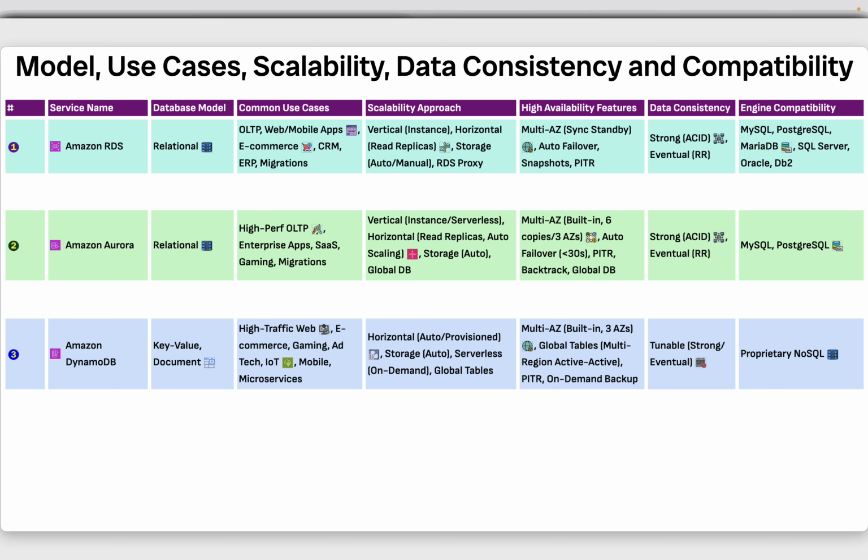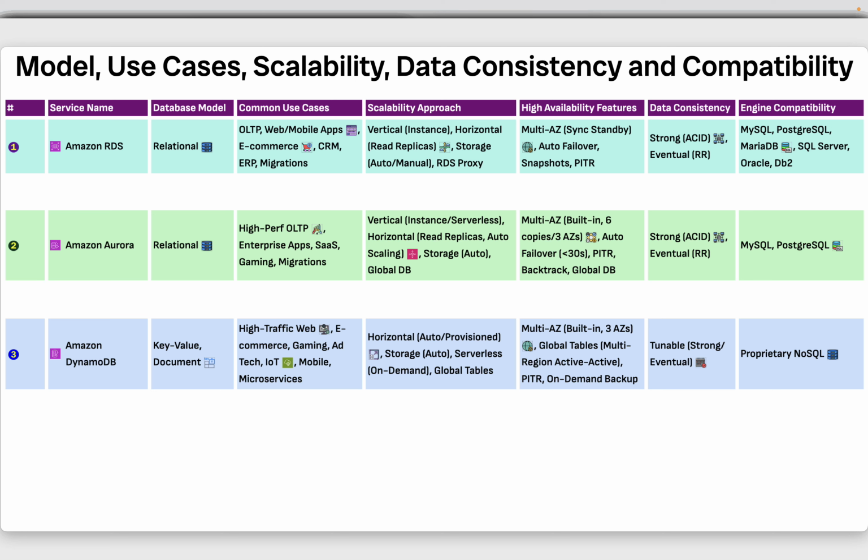Next comes Amazon DynamoDB. This is a key-value and document kind of database model. Common use cases are high traffic web, e-commerce, gaming, tech, IoT, mobile and microservices. Scalability approach is horizontal, and it is automatic or provisioned. Storage is auto. Horizontal also has 2 types: there is auto and provisioned mode. It is serverless, there is an on-demand mode also available, and it offers global tables.